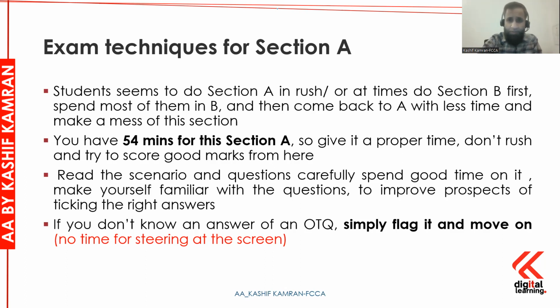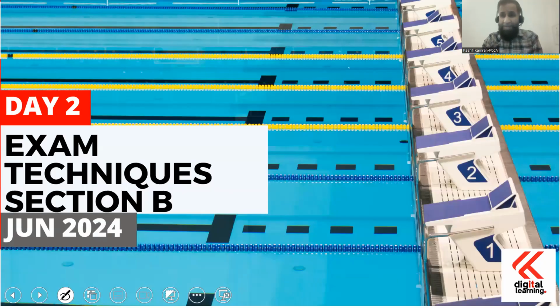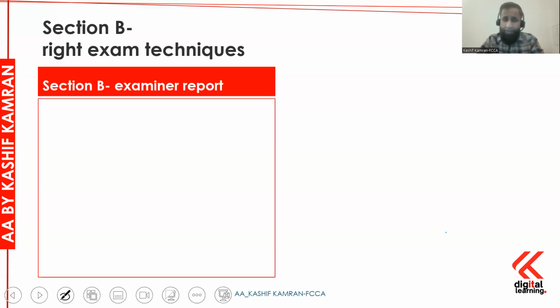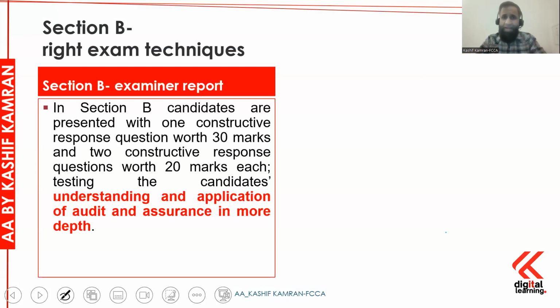Okay, now moving on to the more important section. Section B, 70% of your success, 70% of the paper AA. Let's see how important it is and what you should do to excel. Section B, write exam techniques. Examiner report: in section B, candidates are presented with one constructed response question worth 30 and two worth 20 each.